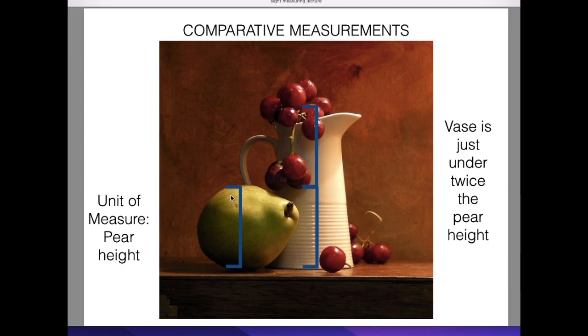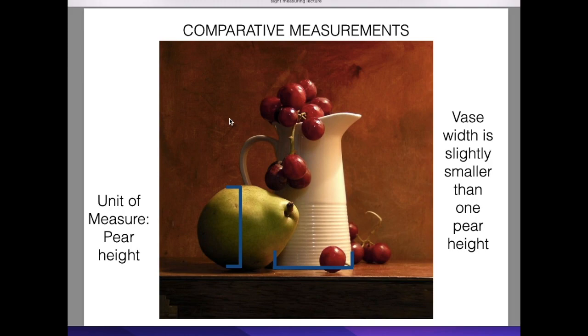So I can take my hand and shift it over to the right. I'll keep my thumb in the same spot, and then I can move my arm around and see that the vase is just under twice the pear height, right? So here's the unit of measure, the height of the pear. And then I shifted it over, so this is the same unit of measure, the height of the pear. And if I stack two of those on top of each other, the vase is just under that, right? Right there.